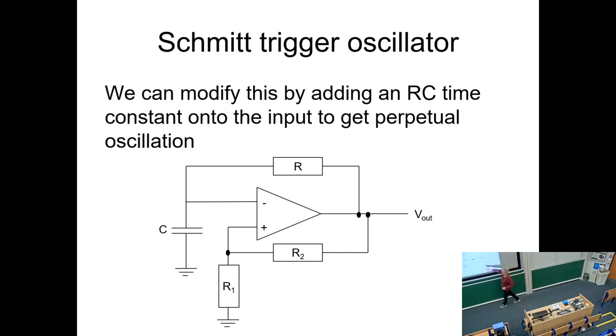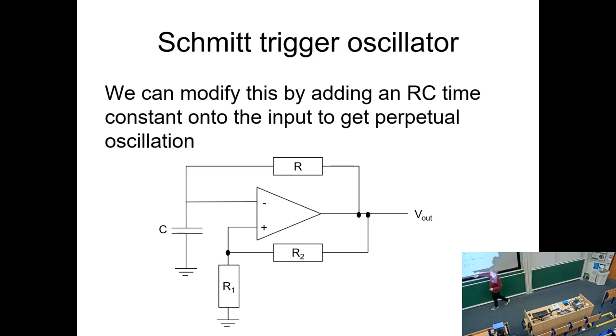And then the input signal is dependent on the value of the output signal, but delayed in time by a capacitor. This is an RC circuit. So if this goes high, for example, it will charge up this capacitor, and the voltage across the capacitor will start to rise. It rises at a rate defined by the values of R and C. It gives us a time constant, so you can calculate how long it takes for this voltage to rise.